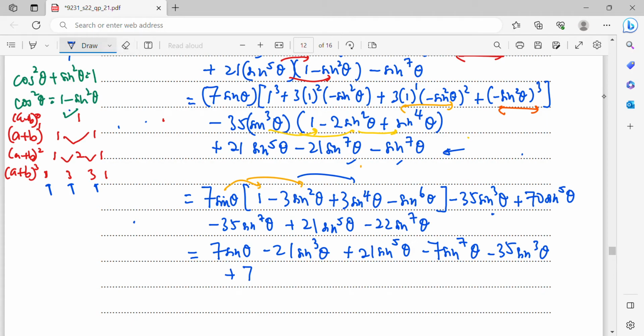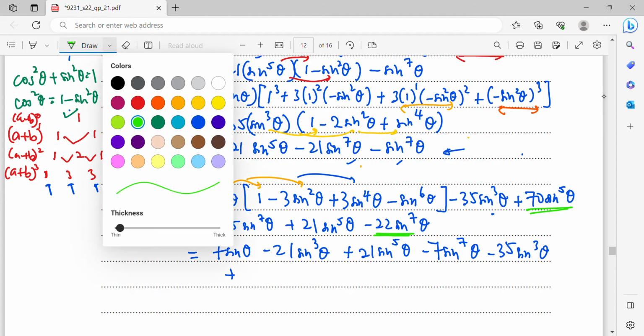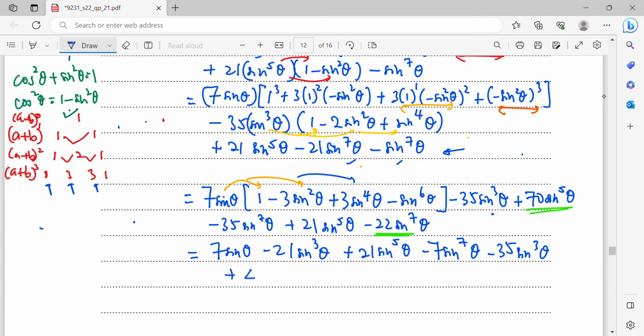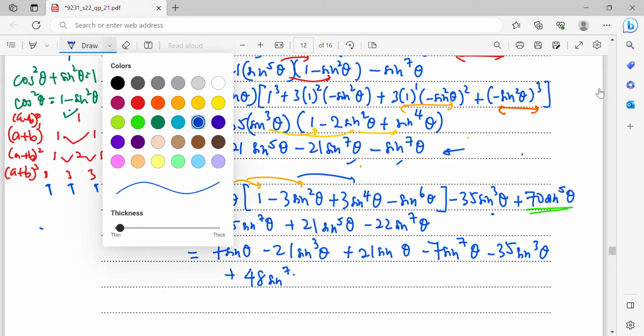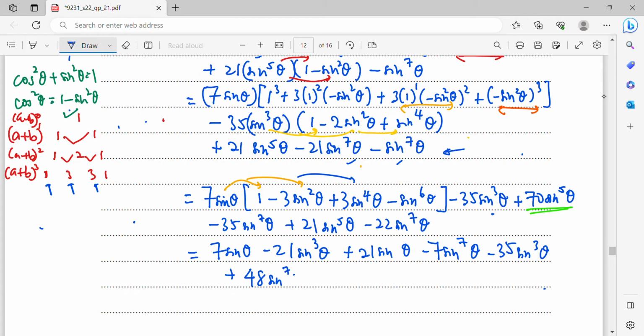Okay, so this 70 sine degree 5 theta together with this, you can simplify. So I will get 70 minus 22 is 48 sine degree 7 theta. Wait, I overlooked it. Okay, because this is degree 5, so shouldn't simplify with this. I have erased this 21, 1, 2, 3, the third term is degree 5. Okay, so degree 5 should combine with this degree 5.